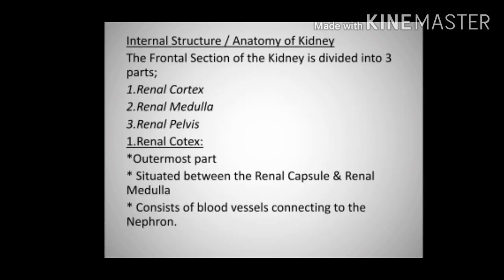Internal structure of kidney. If we take the frontal section of the kidney, it is divided into three parts: renal cortex, renal medulla, and renal pelvis. Renal cortex. It is the outermost part of the kidney. It is situated between the renal capsule and renal medulla. It consists of blood vessels connecting to the nephrons.